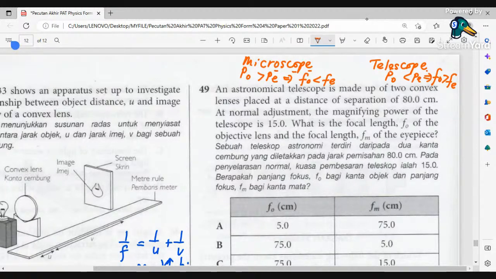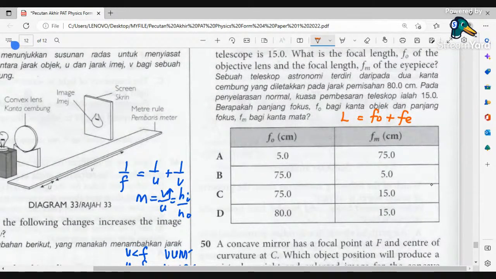Normal adjustment maksudnya separation distance L ialah FO plus FE. Okay. Untuk teleskop, FO plus FE maksudnya ialah length of focal length FO plus focal length FE. Magnifying power of teleskop ialah 15. Maksudnya apa? Kita ada dua maklumat di sini. Separation distance FO plus FE ialah 80. Kita ada magnification FO over FE ialah 15.